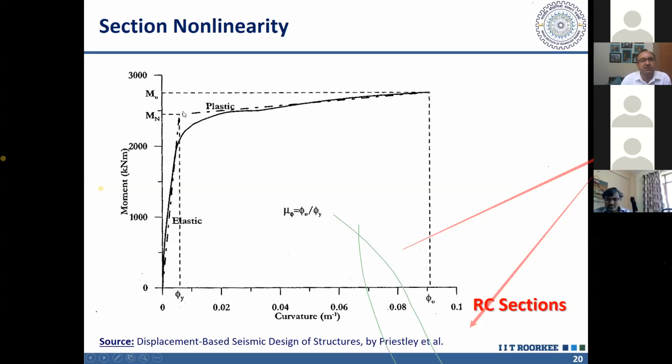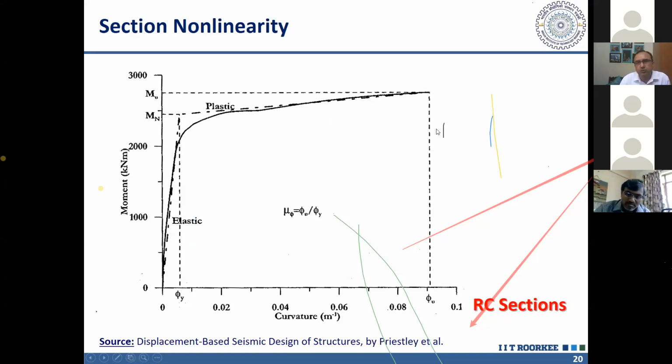And what is it representing? It is obtained from the intersection of these two lines in bilinear representation. And it is representing the behavior where there is significant yielding. Several bars in our section have yielded. So it is not the point where the full yielding has occurred. It is not the point where the first yielding is occurring. It is somewhere in between.